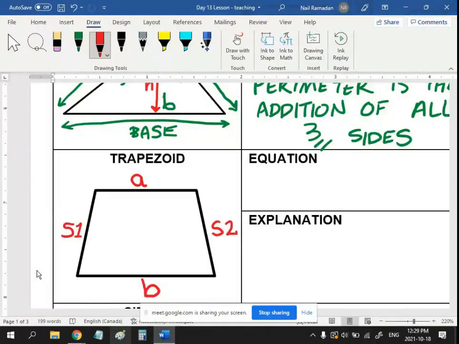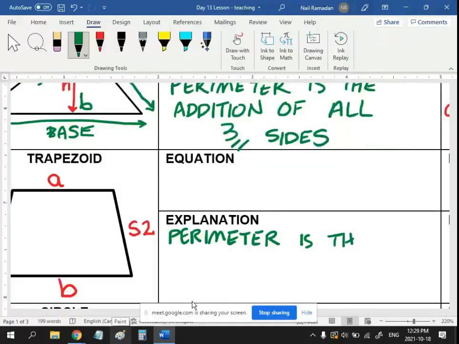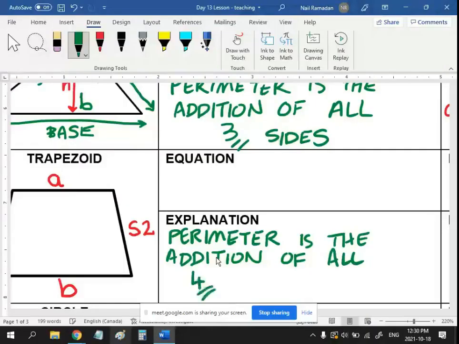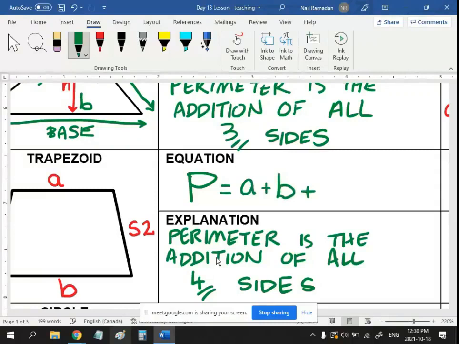Okay, what's the perimeter of this shape? What do you do with those 4 numbers? You add them up. Thank you. So perimeter, by the way, any trapezoid has to have 4 sides. Perimeter is the addition of all 4 sides. So what's the equation? A plus B plus S1 plus S2. So the perimeter is A plus B plus S1 plus S2.